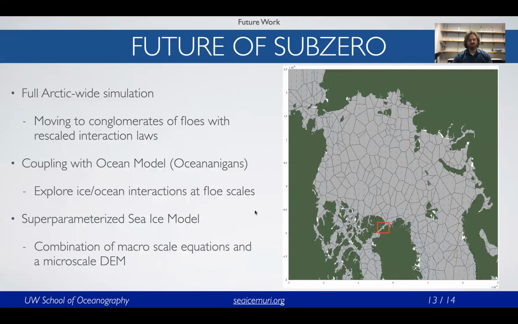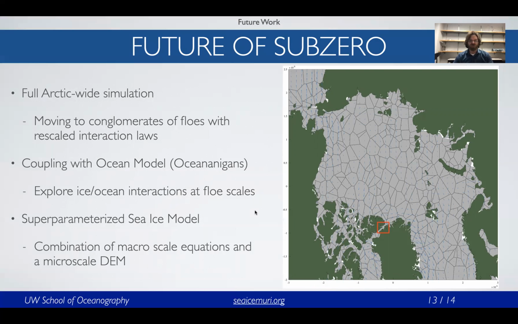So the future of SubZero, we have a number of different things we would like to look for. One, we want to see what happens with a full Arctic-wide simulation, and this would involve moving to a conglomerate of flows with rescaled interaction laws. Shown in the red square is the Nares Strait, so that is the flow size that we were initially creating the model with, and as I stated at the beginning, due to all the different flow scales, it can be difficult to tell what will happen with the model, how realistic it would be, and so we just kind of want to run this and see how does SubZero do with these large scales.